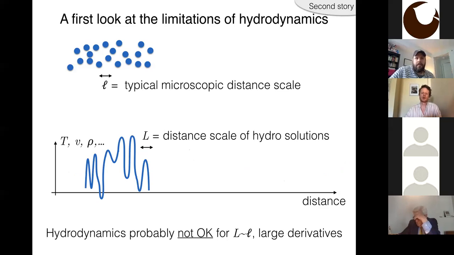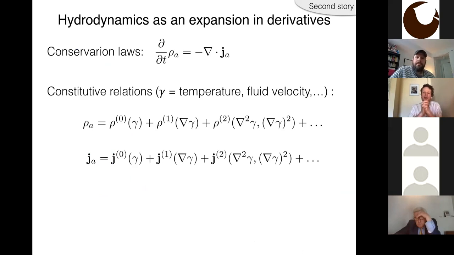On the other hand, suppose that you solve your hydrodynamic equations and you find that your temperature or the fluid velocity look like that. The variation scale, capital L, of your solution is about the same as the interparticle distance here. Then you should not trust the solution. Hydrodynamics is not okay when capital L is approximately the same as small l, meaning when the derivatives of this function are large. So what this tells you is that the simplest way to think about hydrodynamics is as an expansion in derivatives. Remember what hydrodynamics is.